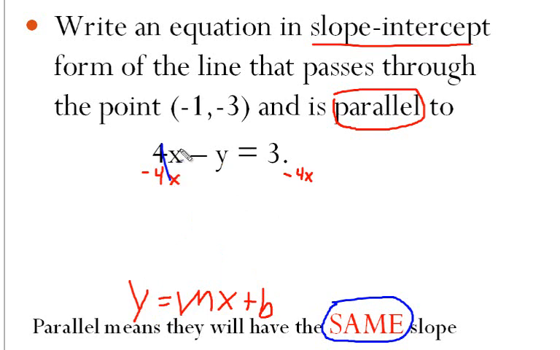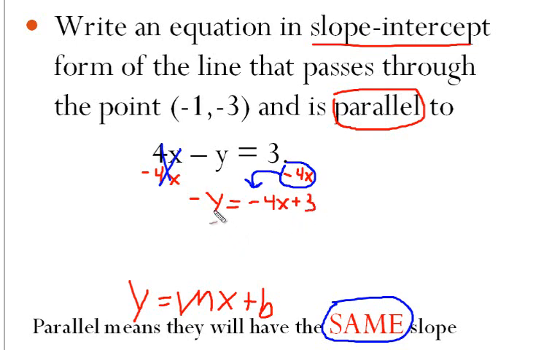This cancels that term out, and we get left with negative y equals, I'm going to go ahead and put this term right here in front, this negative 4x, and then this positive 3 I'm going to put behind, positive 3.